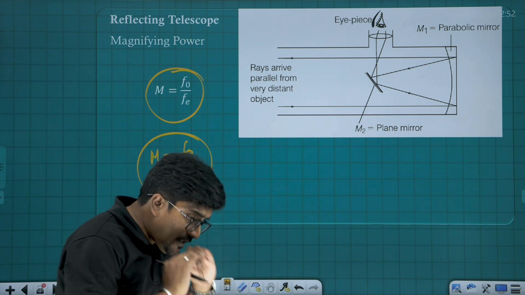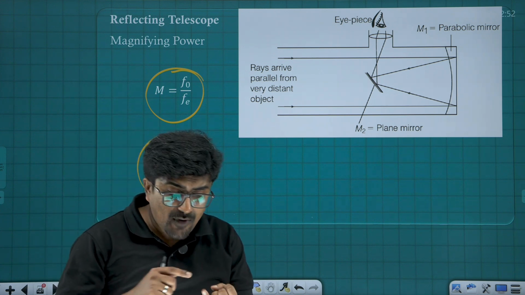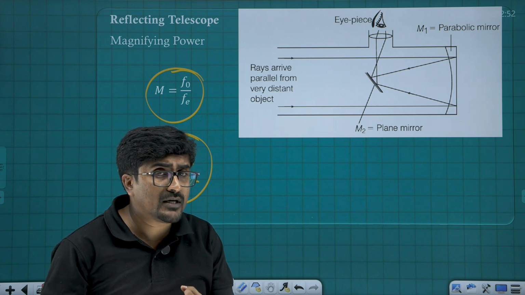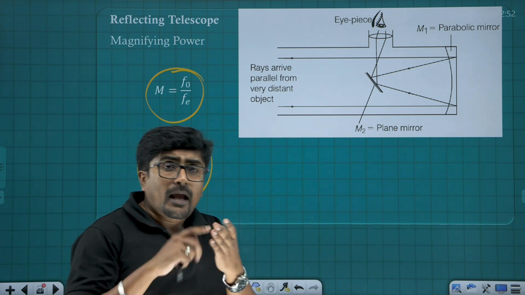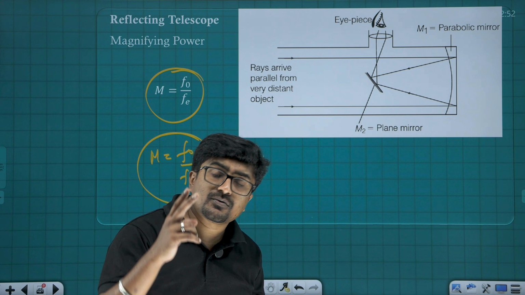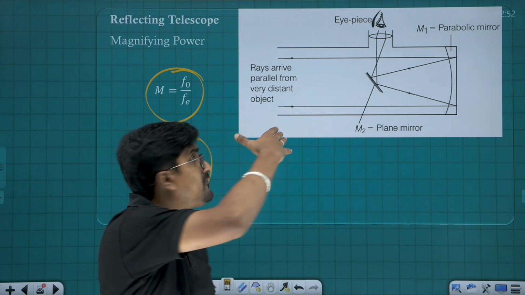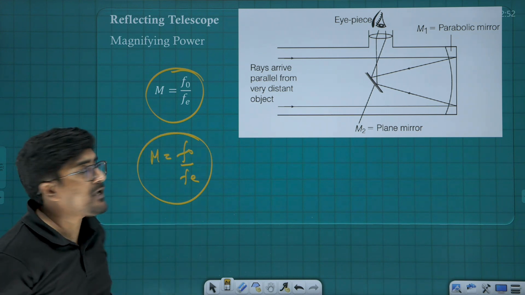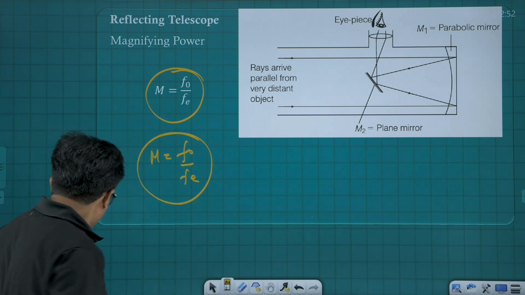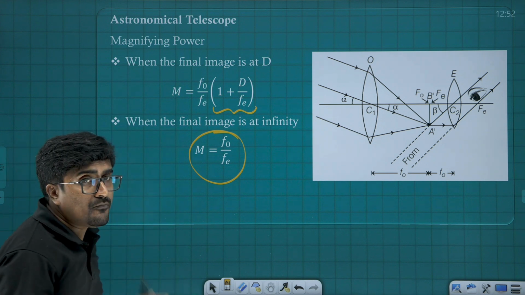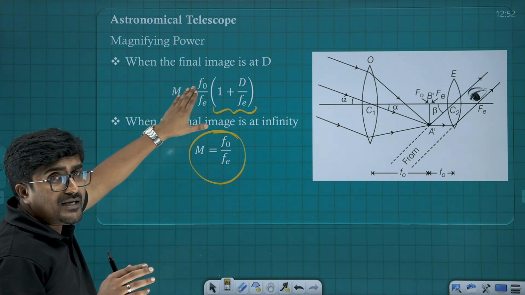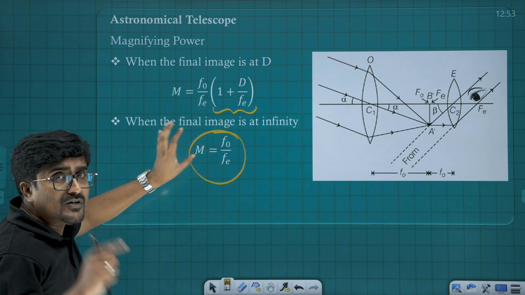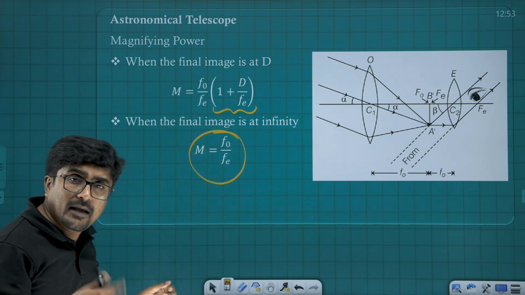Okay, so in case of optical instruments, we have got three. First one is the simple microscope, next one is the compound microscope, and third one is the telescope. In case of the telescope, we have got two categories. First one is the astronomical telescope, and next one is the reflecting type telescope. In case of the reflecting type telescope, we calculated the magnifying power as fo upon fe. And in case of the astronomical telescope, we are having two cases. When the image is formed at the least distance of distinct vision, we got it as fo upon fe into 1 plus D upon fe. And once the image is formed at infinity, we got it as fo upon fe.